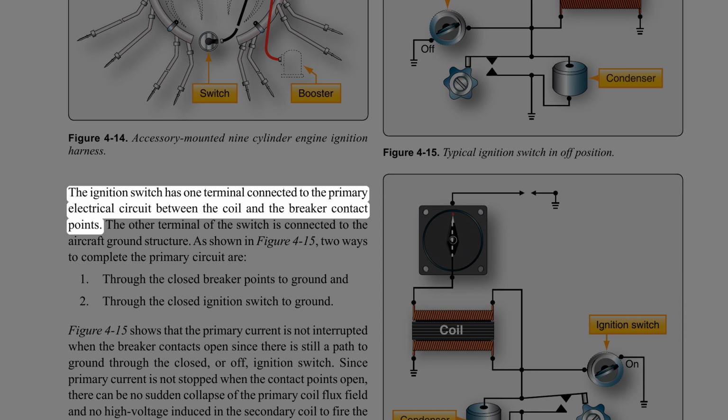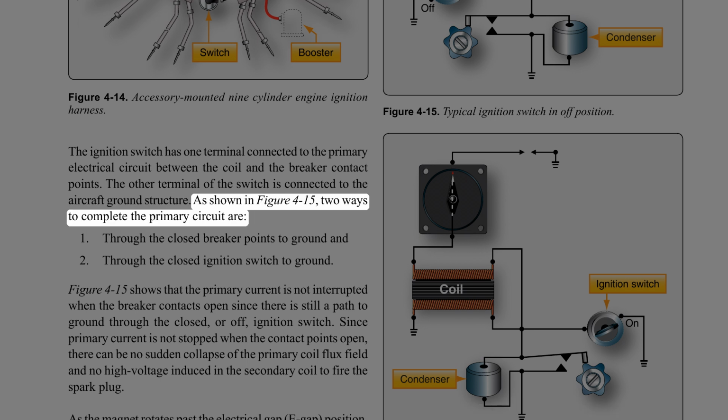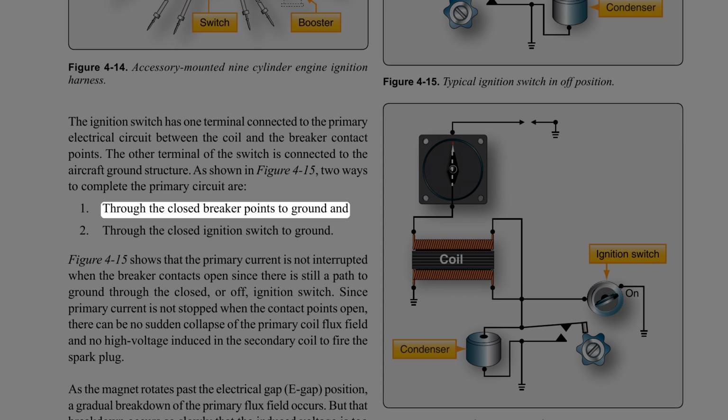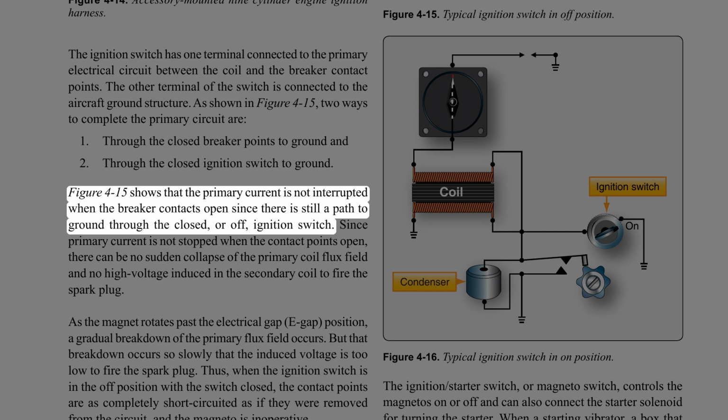The ignition switch has one terminal connected to the primary electrical circuit between the coil and the breaker contact points. The other terminal of the switch is connected to the aircraft ground structure. As shown in Figure 4-15, two ways to complete the primary circuit are through the closed breaker points to ground and through the closed ignition switch to ground. Figure 4-15 shows that the primary current is not interrupted when the breaker contacts open, since there is still a path to ground through the closed, or off, ignition switch.